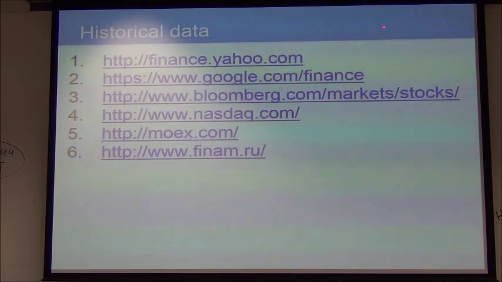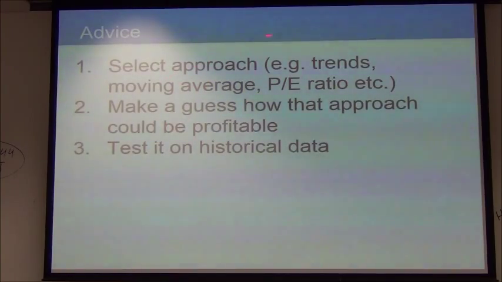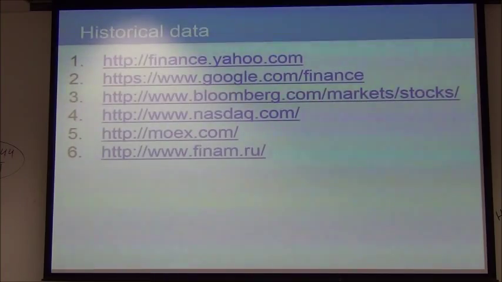You can go to Google Finance, you can enter the company name or the ticker of that company, and you will be able to see and download stock prices. More than that, you can see not just prices, you can see a lot of financial information, because when we select an approach, we can choose not necessarily technical analysis, we can choose fundamental analysis. For example, price to earnings ratio, and in this case we'll need some financial information.